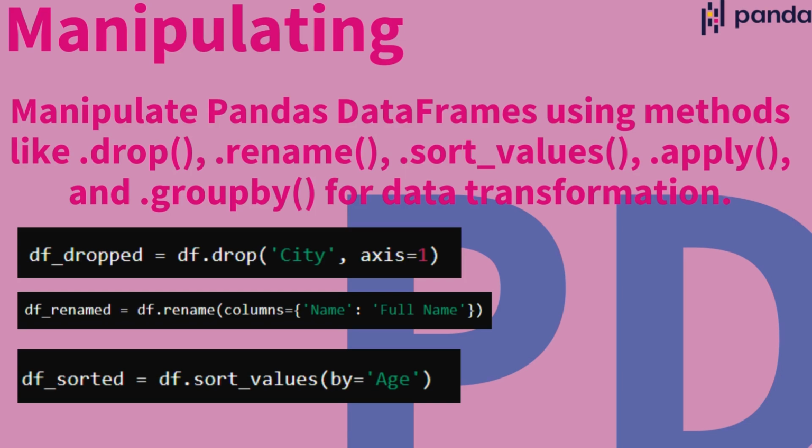Now, if you use drop, it will drop the city value, like in the first example. Then if you use rename, you rename the value of name to full name, and then you can sort the values using sort, which will sort the values by age. Okay, this is the basic operation. But let me show you some examples of it.